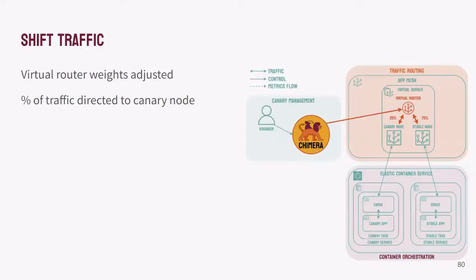So when Chimera does receive confirmation from AWS that the changes have fully propagated, traffic can start to be shifted to the Canary. Chimera is going to shift traffic by adjusting weights used by virtual routers in the service mesh. And based on the previously configured input from the developer, a percentage of the traffic is directed by the virtual router to the new virtual node representing the Canary.